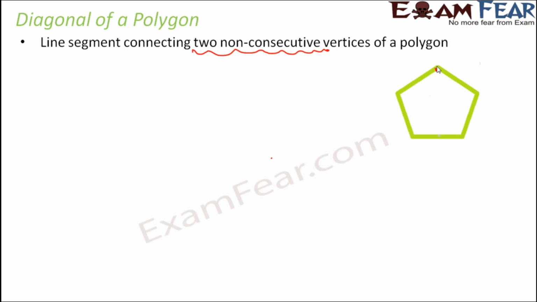Now in this polygon, which are the vertices? 1, 2, 3, 4, 5. So these are the 5 vertices. Let's name them A, B, C, D, E. For A, which are the adjacent vertices or consecutive vertices? That means the vertices which lie side by side. That means for those 2 vertices, there will be a common arm or a common side.